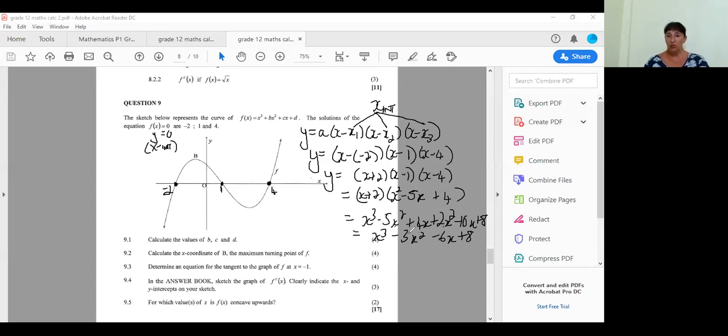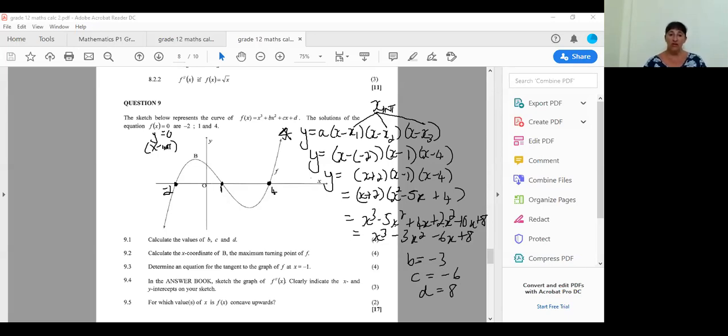Right. So you can see what is joined to x squared, B would be minus 3. Your C is joined to x, so your C will be minus 6. And your D is your constant, the one without any x, which is 8. All right, so there we go. They said find the values of B, C, and D, so you can't just leave it like that. You have to write down B equals, C equals, D equals. That's what they want.